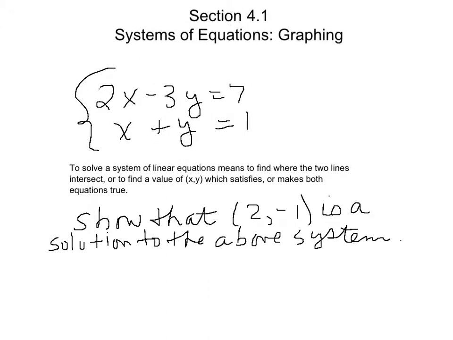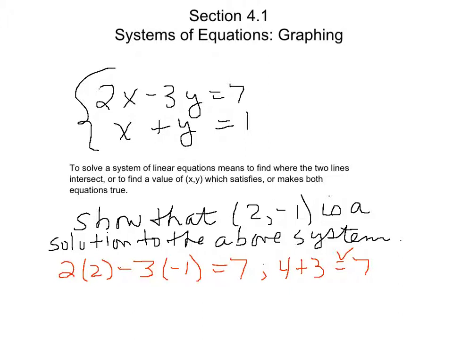One of the things we can do is, it's a little contrived, but we can say, okay, we're going to tell you that (2, -1) is a solution to this and show it. In other words, check that that's the solution. So what we do in that case is simply plug in 2 for x and -1 for y. So we have 2 times 2 minus 3 times -1 equals 7. And if we simplify that, we get 4 plus 3 equals 7, and yes indeed, 4 plus 3 does equal 7. If we check in the second equation, we have 2 plus -1 equals 1. That's the same as saying 2 minus 1 equals 1, and of course that's true. So this is just a way to check that (2, -1) is indeed a solution to this system of equations.